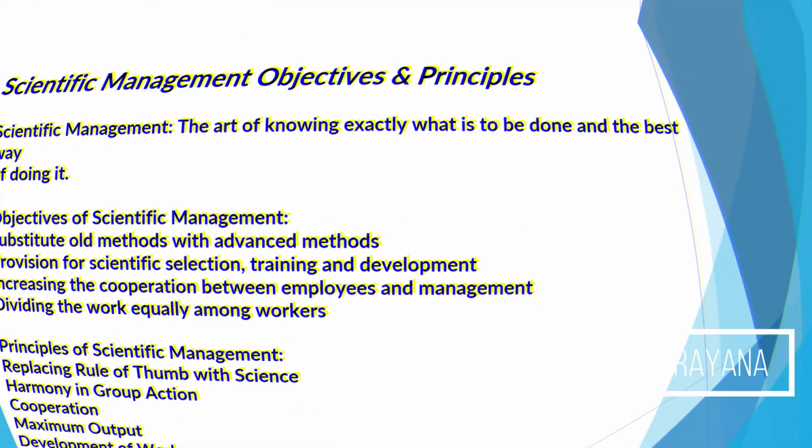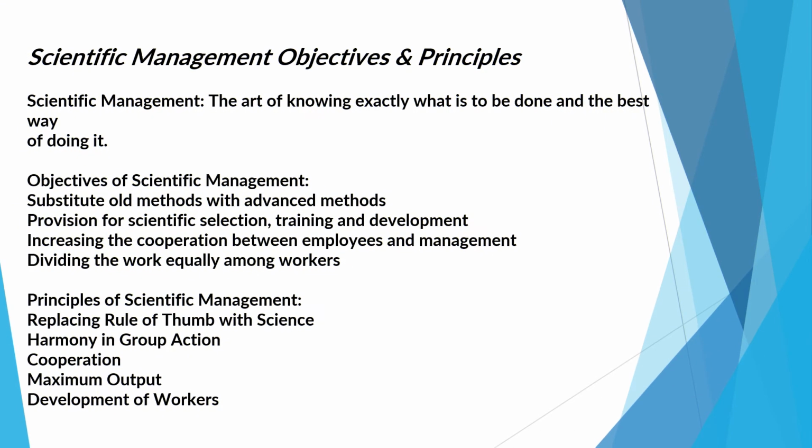Scientific management is nothing but the art of knowing exactly what is to be done and the best way of doing it. Scientific management depends on planning, standardizing, and improving employees' work at operational level of the organization to produce maximum output with minimum input.